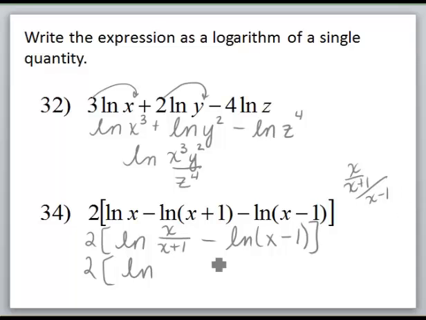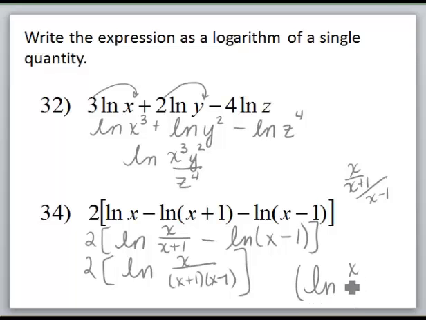So it'd be like multiplying by the reciprocal. So I'd have x over x plus 1 times x minus 1. If you wanted to, you could write that as x squared minus 1. And then the last rule I would use is bringing that 2 out front, or up top as the exponent.